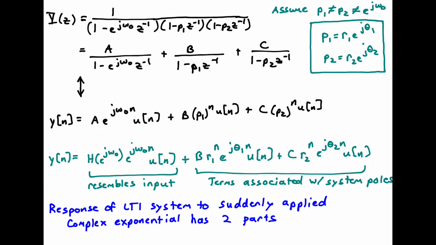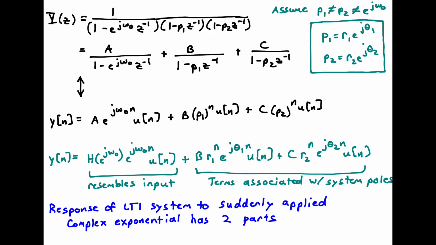Okay, so now we have what was written out before, but now I've taken it one step further. Let's imagine that p1 and p2 are, in general, some sort of complex number. So we could write them as r1 e to the j theta 1 for p1 and r2 e to the j theta 2 for p2. And obviously, if they were real numbers, then theta 1 and theta 2 would be either 0 or pi to put them on the real axis. But in general, they can be complex numbers.